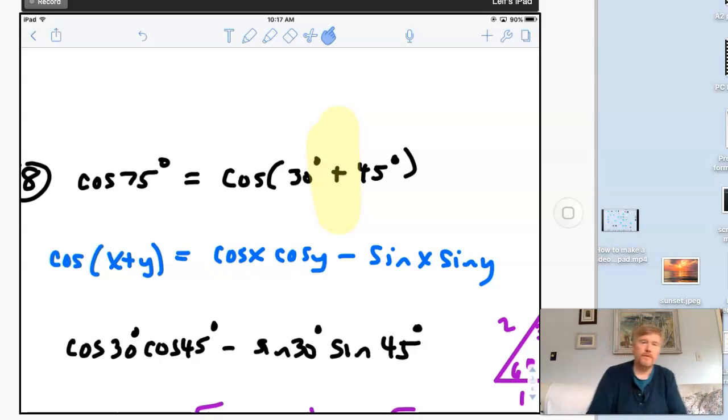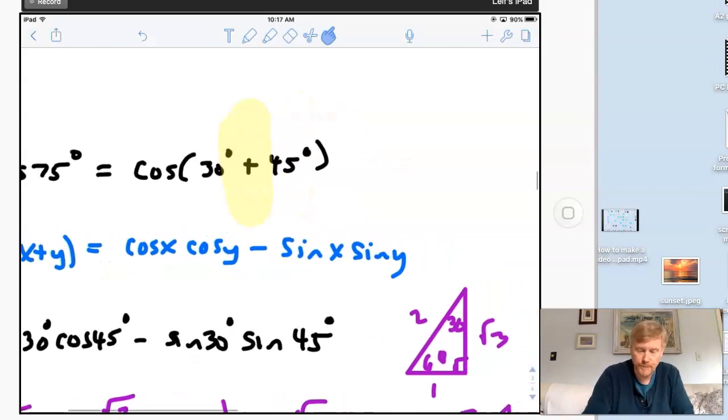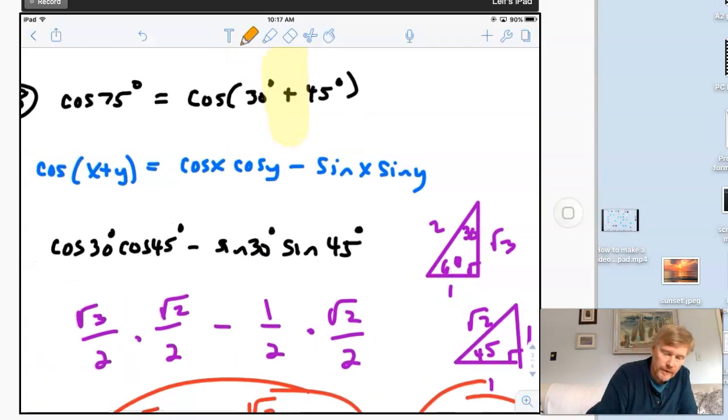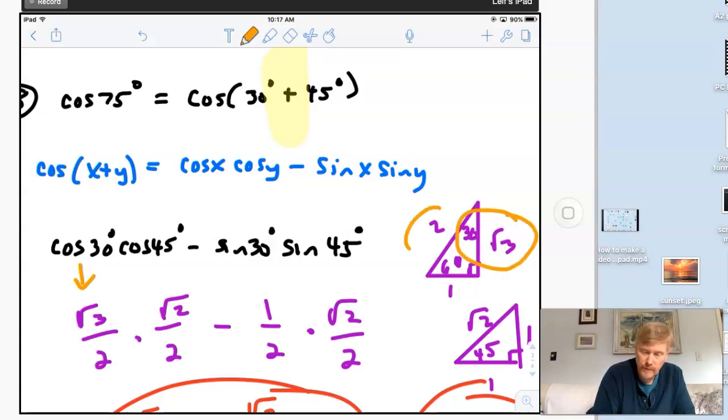So I get cosine of 30, cosine of 45, minus the sine of 30, sine of 45. Now I'm going back to my two triangles, the 30, 60, 90 and the 45, 45, 90, and figuring out each one of these four things. So the cosine of 30 is the square root of 3 over 2, adjacent over hypotenuse, first quadrant.